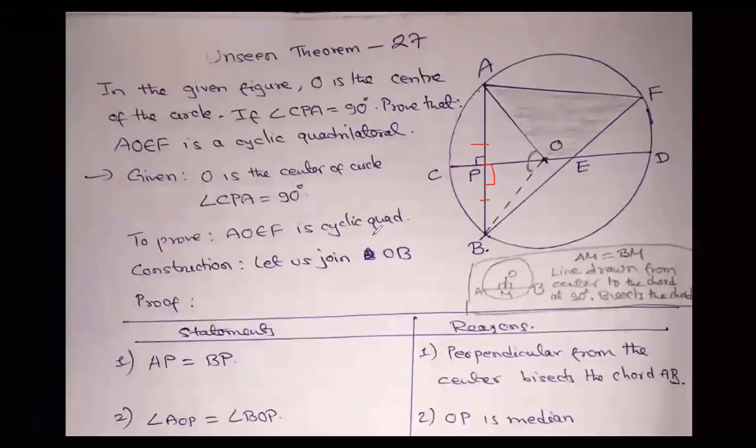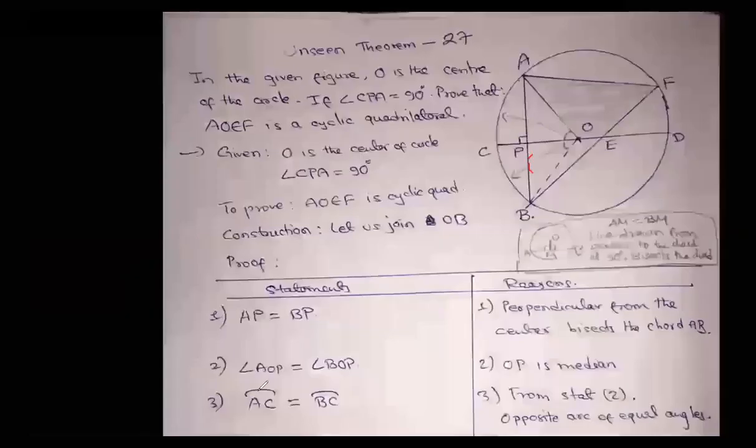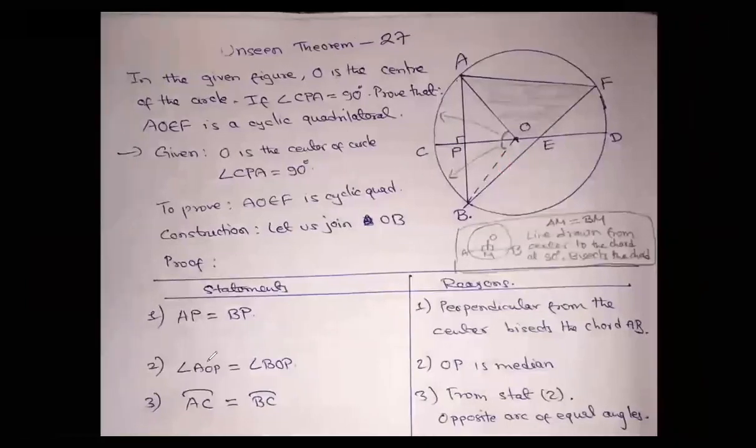So next one. AOP, this angle and this angle are also going to be equal to each other, because whenever a triangle is made in a similar way, this angle and this angle are also going to be equal. Okay, so the angles are going to be equal. So if this angle and this angle are equal, then their opposite arcs are also equal. Okay, so the opposite arc of AOC is AC.